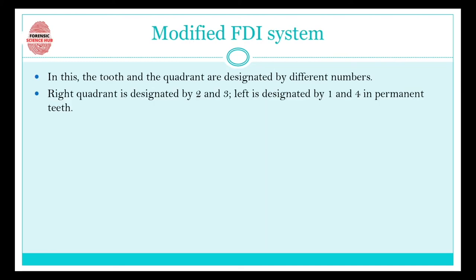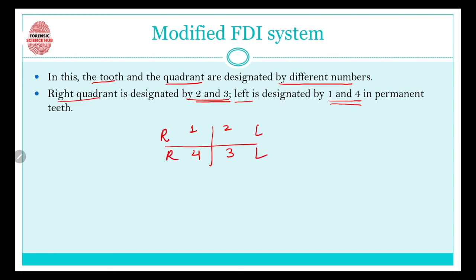Then there's a small modification system also available for FDI. In this, the tooth and the quadrant are designated by different numbers. The right quadrant is designated by 2 and 3 and the left quadrant is designated by 1 and 4. So earlier in FDI what we had was 1, 2, 3 and 4. These were the quadrant names, right? And this is the right quadrant, this is the left quadrant, right?